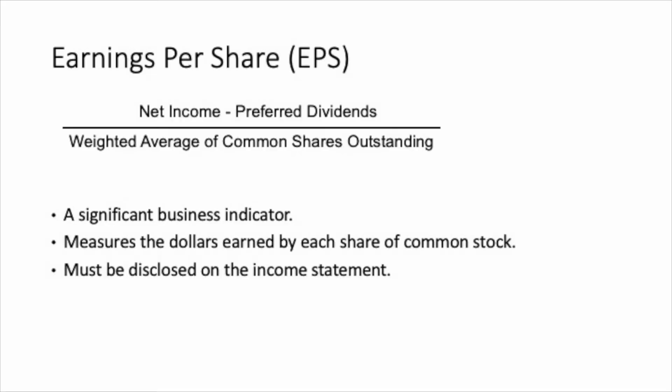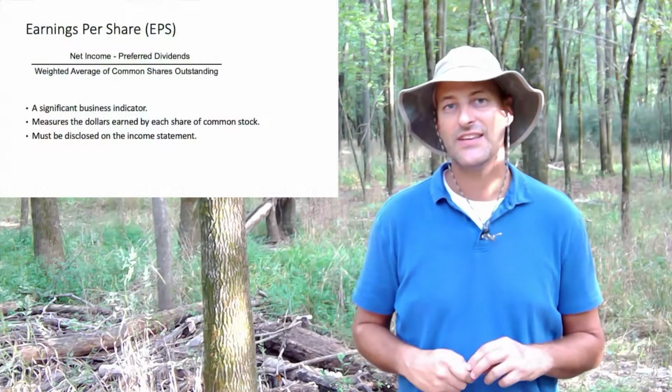One last thing. The last item on your typical income statement is going to be earnings per share. Earnings per share is your net income minus preferred dividends, because they're almost treated like an interest expense. Preferred dividends are not available to common shareholders. So we take net income minus preferred dividends, and then we divide that over the weighted average common shares outstanding. That gives us earnings per share.